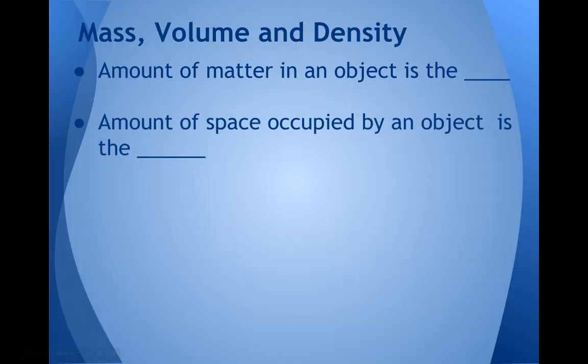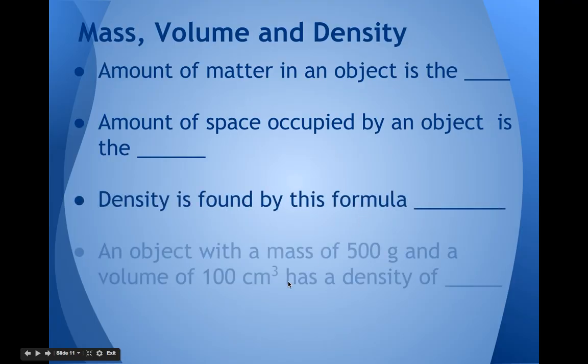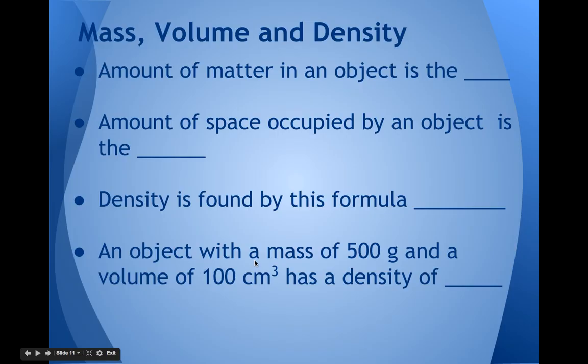Okay, these are just some review questions. The amount of matter in an object is the, tell me what you think. The amount of space occupied by an object is the, tell me what you think. What's the formula for density? An object with a mass of 500 grams and a volume of 100 centimeters cubed has a density of, and you would calculate this. I need you to answer these questions, okay? I would probably write this information down.